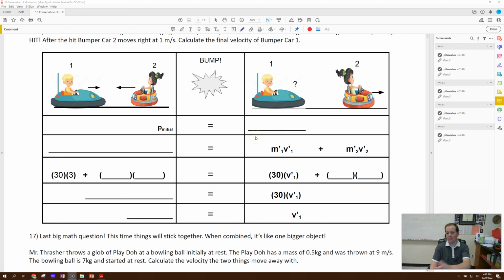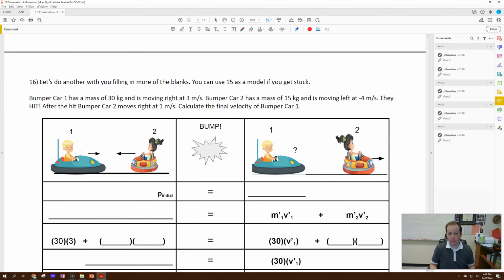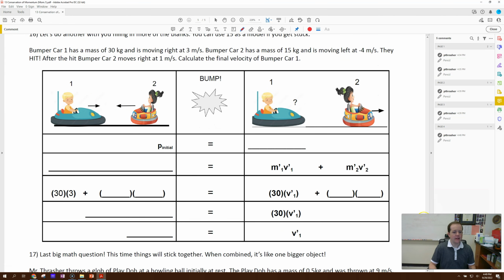All right, two more. You might have seen my little head move because I wanted to get it out of the way. Another problem using the idea of conservation of momentum and doing some math. So, okay, I'm trying to find the velocity of this boy in the little bumper car after the collision. They hit and they bounce off each other.